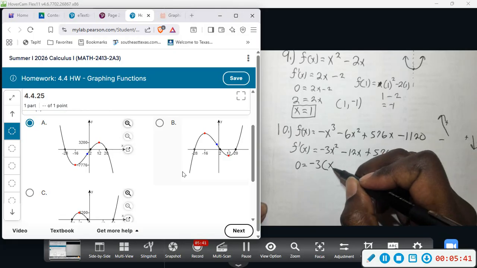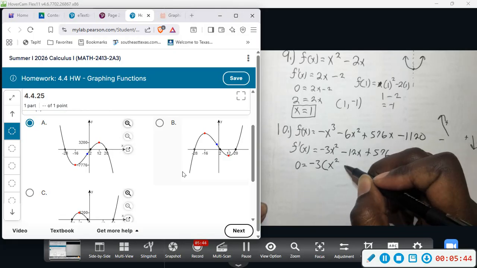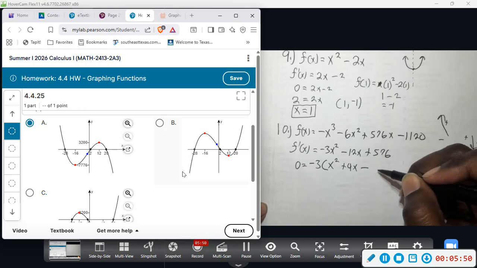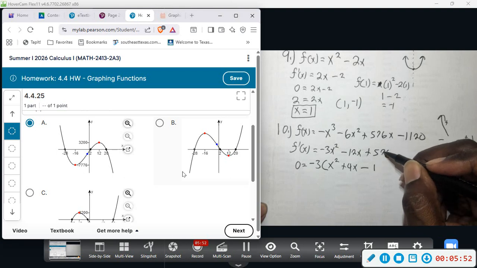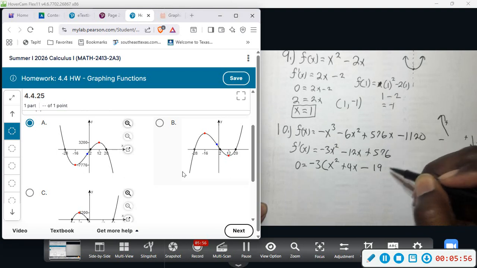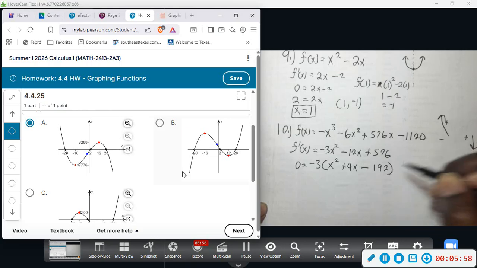That will leave me with x squared. Factor out a negative 3 plus 4x. Factor out a negative 3. This will be a negative. 3 goes into 5 once. 27 left. 3 goes into 27 9 times. And 6 twice, so 192. All right, so here's our factored form.